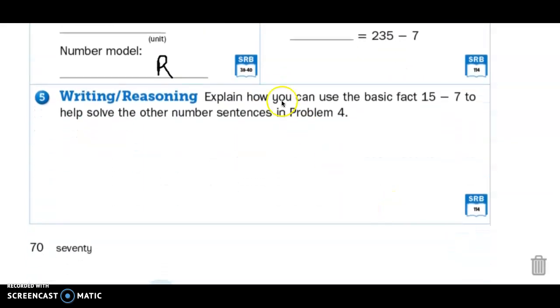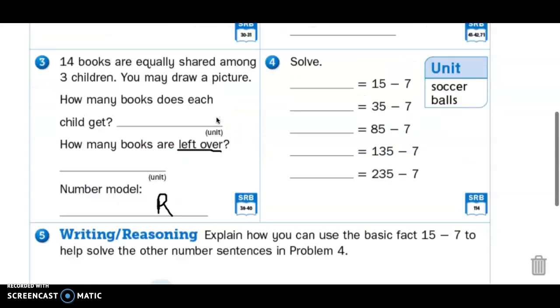And finally, explain how you can use basic facts, fact 15 take away 7, to help solve the other number sentences in problem 4. 15 take away 7. How could I use this one to help me solve the rest of them?